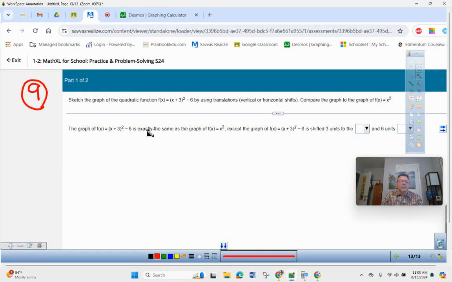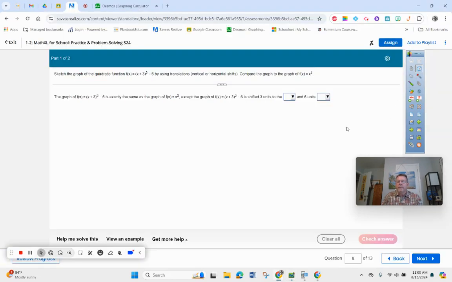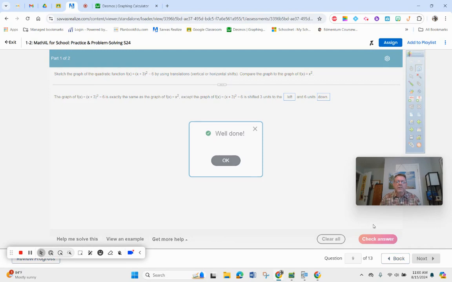The graph of that is exactly the same as the graph of this, except it's shifted 3 units left and 6 units down. Okay. So 3 units left and 6 units down. And you can always put those both into a calculator and look at them. If you're not comfortable with that just yet, check answer. And that's part 1. All good.